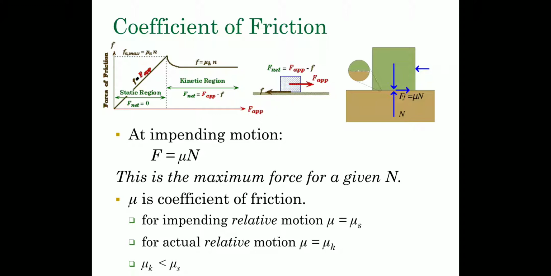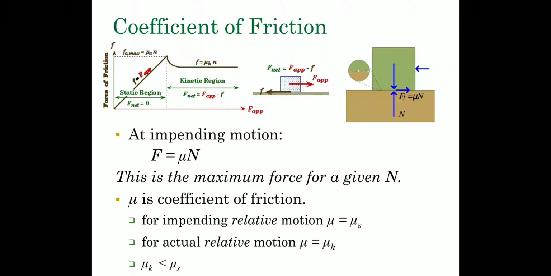Then we can find whether the body is moving or not moving from the net force. Net force means applied force minus frictional force. That is the net force. So if the net force is not 0, the body will have a movement, isn't it? But if the net force is 0, then the body will not move.